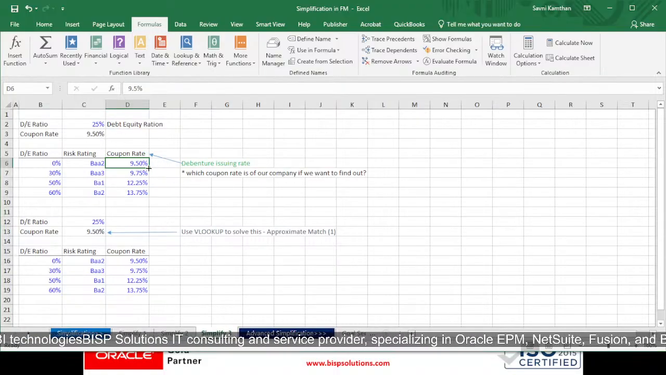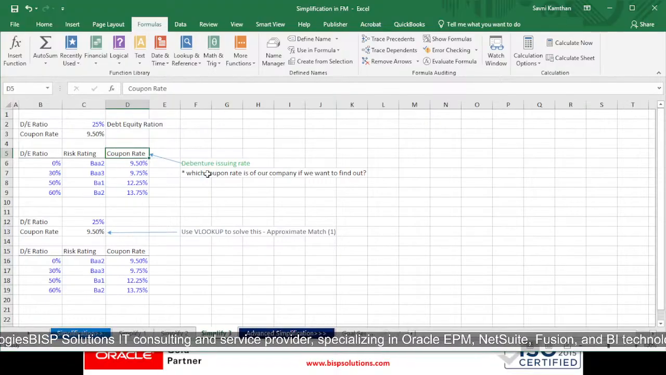Debt equity or coupon rate is actually the debenture issuing rate, which is the coupon rate of our company, if we want to find it out.